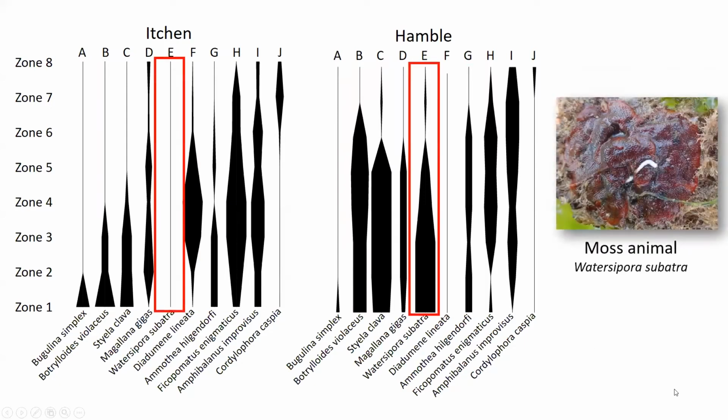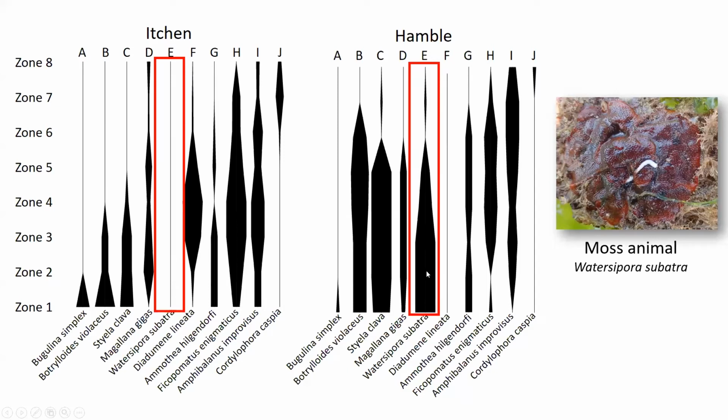Okay, then there are some concrete differences between the two rivers in terms of the species that we detected. So this is another species of moss animal, and basically it was not found at all in the Itchen in 2017, but in the Hamble at the same time it went a long way up the estuary and could still be detected in low numbers quite near the top.